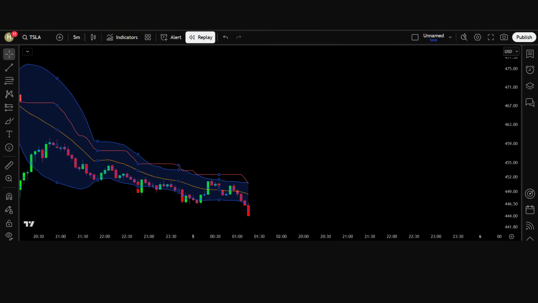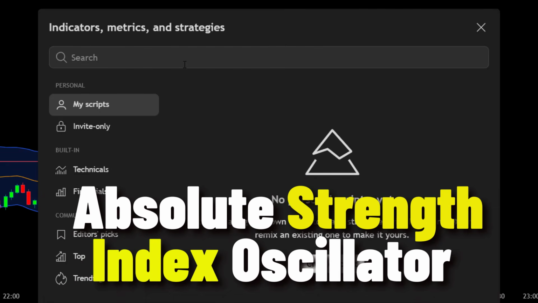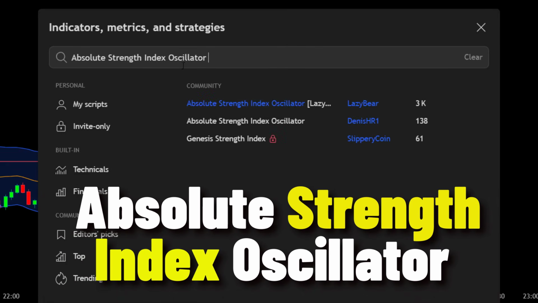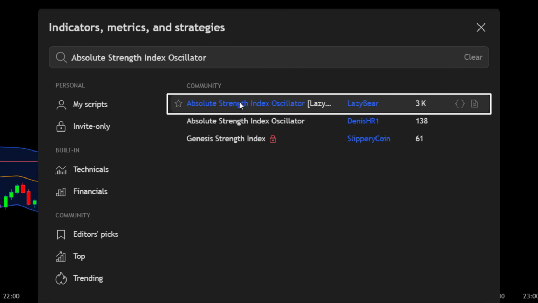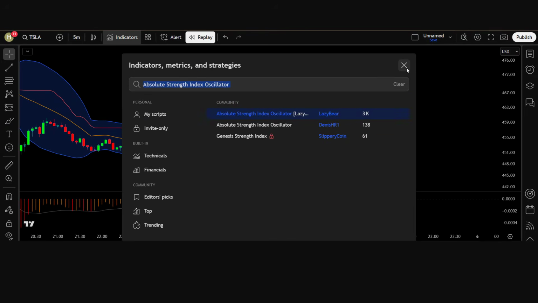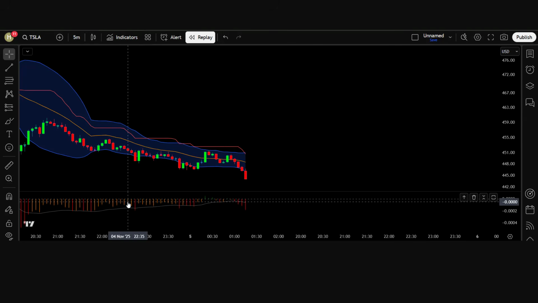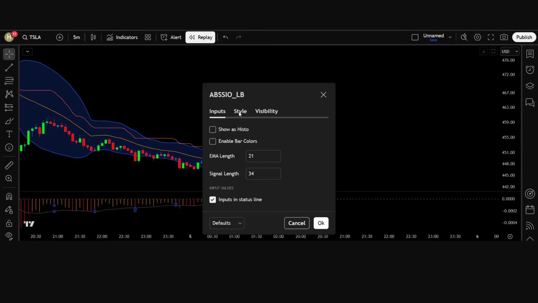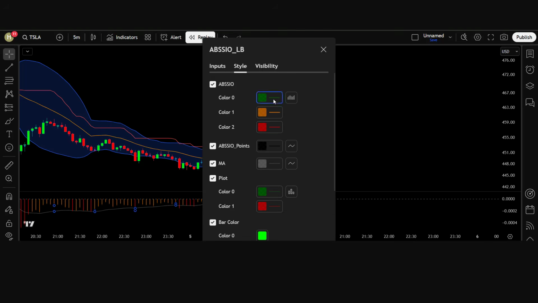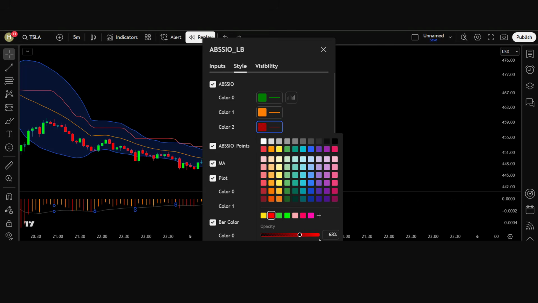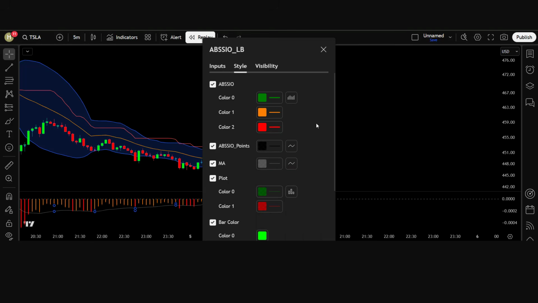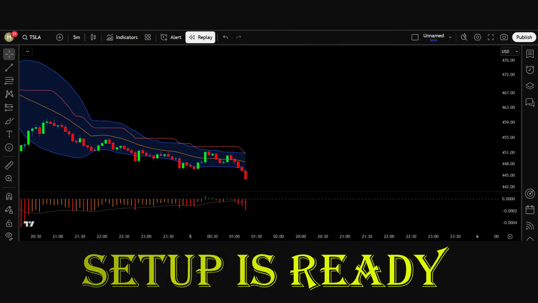Click OK. Now, let's add one more tool to make this strategy even more profitable. Search for Absolute Strength Index Oscillator. Add it to your chart. Adjust the settings. Now go to the Style tab. Change some setting. Click OK. Now setup is ready.